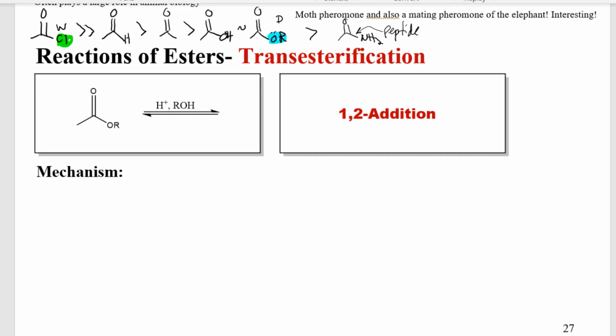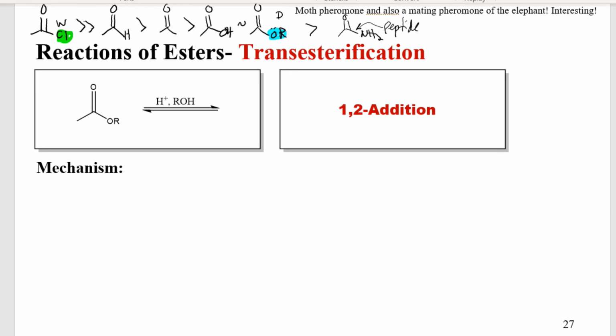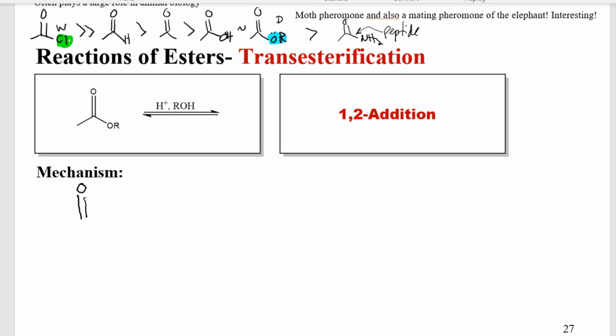Anyway, transesterification. So now what we're going to do is say, how can we convert one ester to something else? And the first thing we're going to do is convert one ester to a different ester. This sounds kind of funny, but it actually serves a very important purpose chemically. How do we do this? No big surprise, we're going to be doing 1,2 additions.